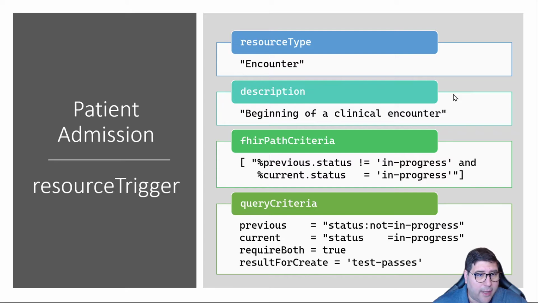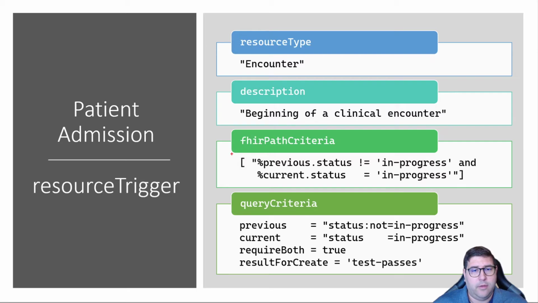So in a little more detail, we'll go through some of the parts of the actual resource here. And we're, again, looking at the patient admission one. And so then we talk about a resource trigger. In this case, what we're saying is we want to work with the encounter resource. We have a description. Obviously, this is a short one because this is a PowerPoint deck, but it's just the beginning of a clinical encounter. And really, that's clear enough that most people can work from it.